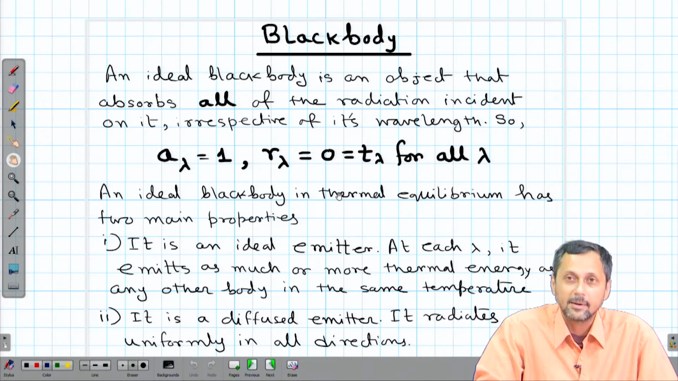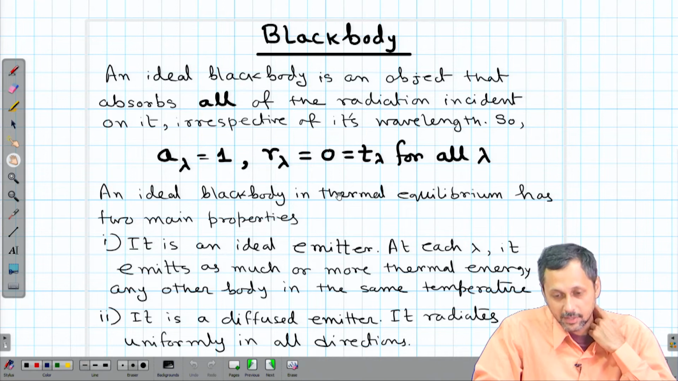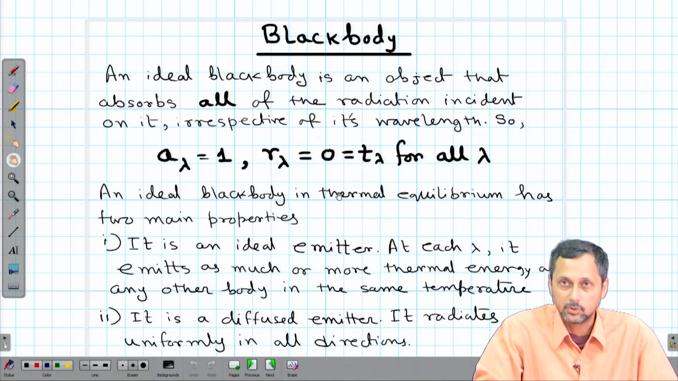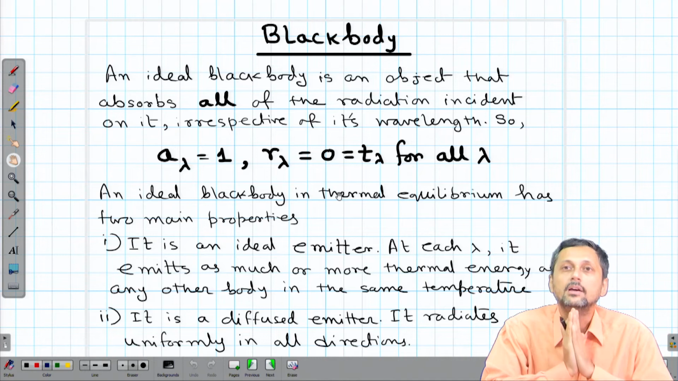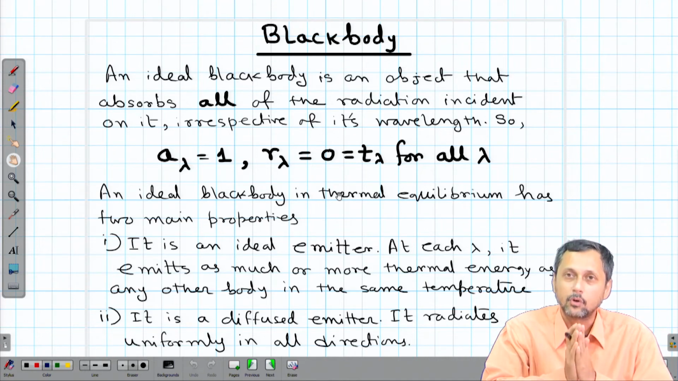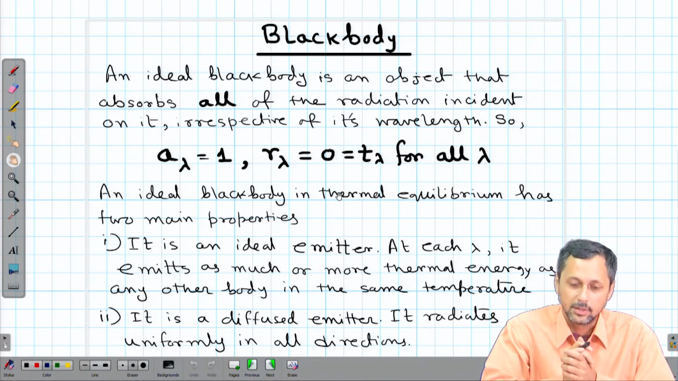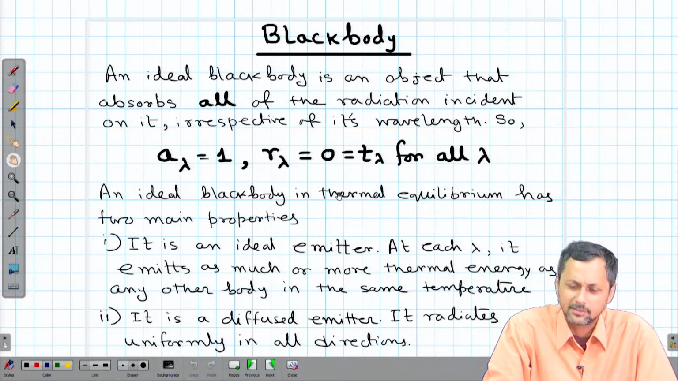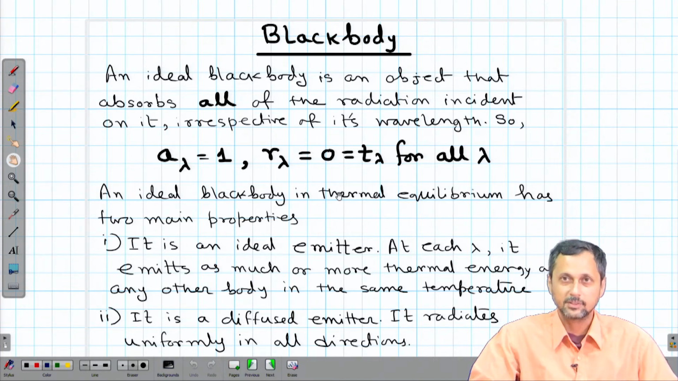So, A lambda is equal to 1 and R lambda is equal to 0 is equal to T lambda for all lambda. So, that means an ideal black body will absorb everything, and will reflect and transmit nothing for all wavelengths lambda. Okay. So, once again it is an idealized concept.